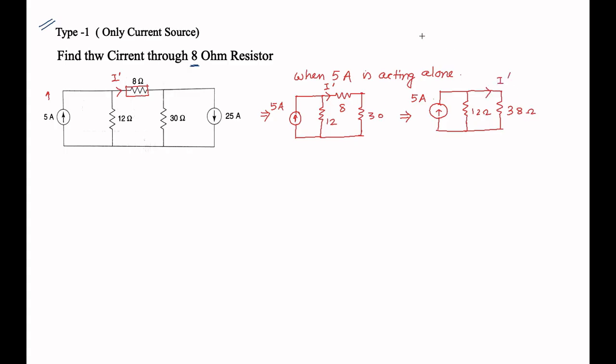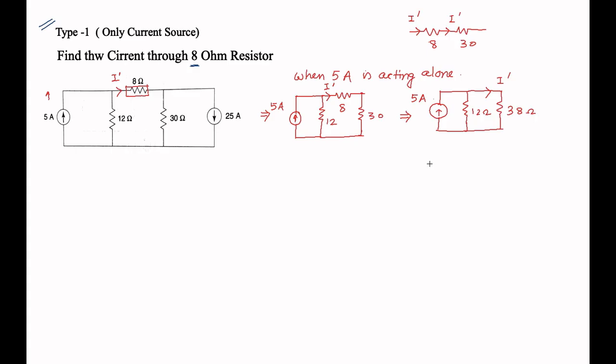8 ohm and 30 ohm are both in series. Whatever current flows through this 8 ohm must flow through the 30 ohm, because in a series line the current remains the same. So the 38 ohm has the same current as flows through the 8 ohm. So here two resistances are in parallel.